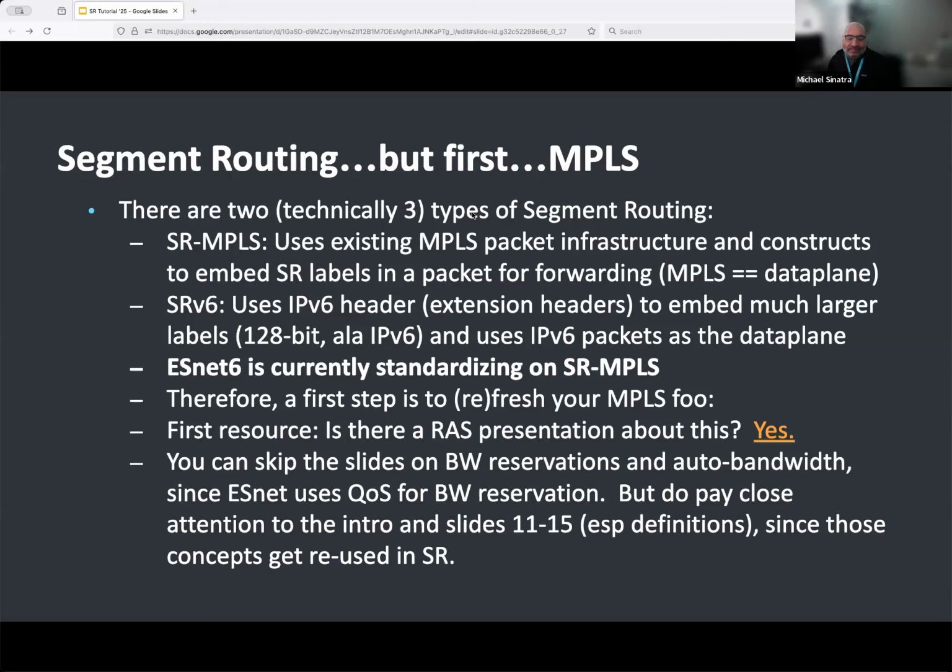So in the case of MPLS, if there's something that I don't know much about, but I want to understand the broad concepts in a way that is both useful but also not too in the weeds, I always ask if there's a RAS presentation about it. And RAS is a guy named Richard Steenbergen. If you're in the NANOG community, you've known Richard Steenbergen for many years, probably.